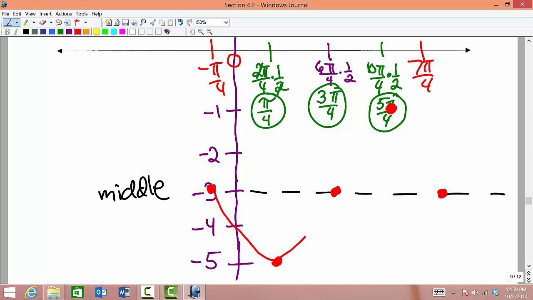So our sine function flipped upside down looks like this. So this is our sine function with a vertical shift of -3, an amplitude of 2, and a phase shift to the left of pi/4.